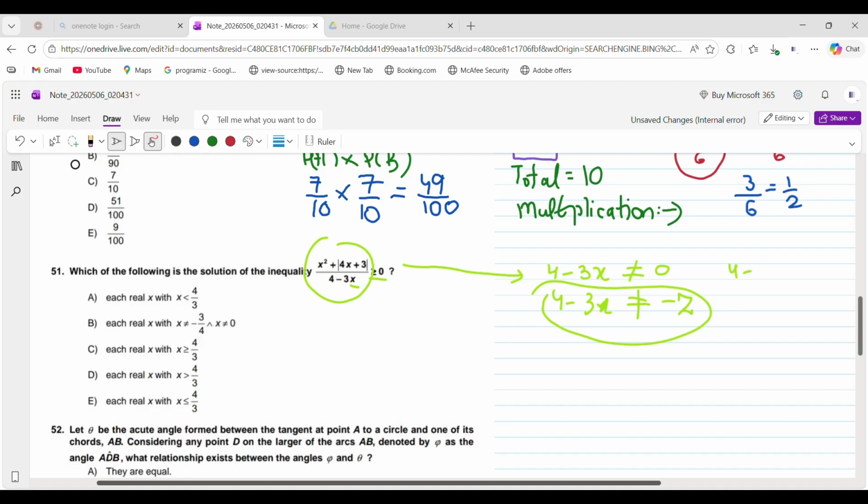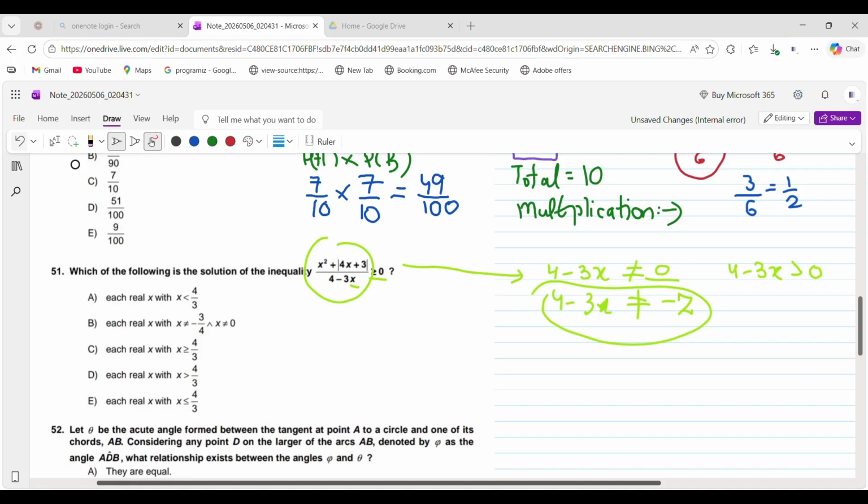So then what we are left with is that 4 minus 3x would be greater than 0 only. It would never be equal to 0. I'm not putting an equal to sign here, because if it is equal to 0, the answer of this entire inequality would be infinity, which we don't have to make happen.